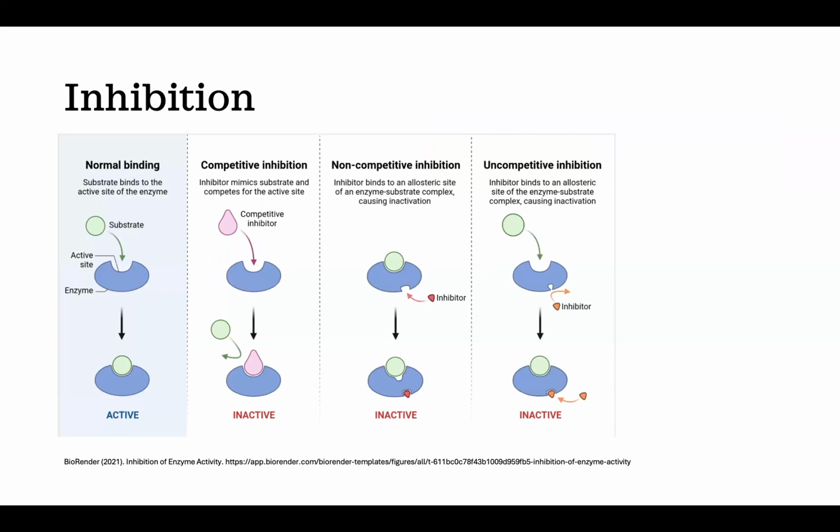Now we will talk about enzyme kinetics and what inhibitors do to the reaction rate. On this diagram, you can see the different types of inhibitors: competitive, non-competitive, and uncompetitive inhibitors. In blue, you can see the normal binding, where a substrate just binds to the active site of the enzyme. What's the difference between competitive, non-competitive, and uncompetitive inhibition? I will talk about this in subsequent slides, but this is just a summary slide.